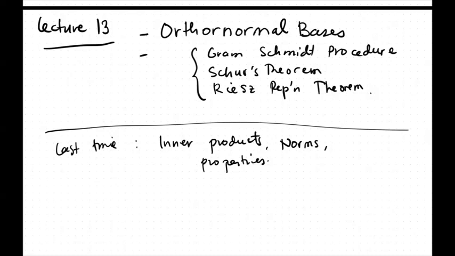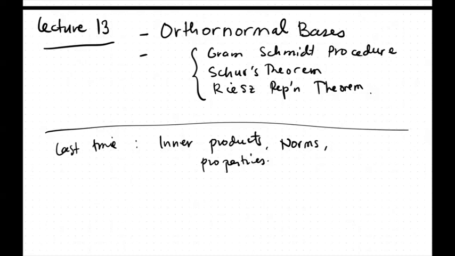So decomposing a vector with what we call the orthogonal projection. So writing a vector u as a scalar multiple of a vector v plus a vector orthogonal to v. So we call that an orthogonal projection.